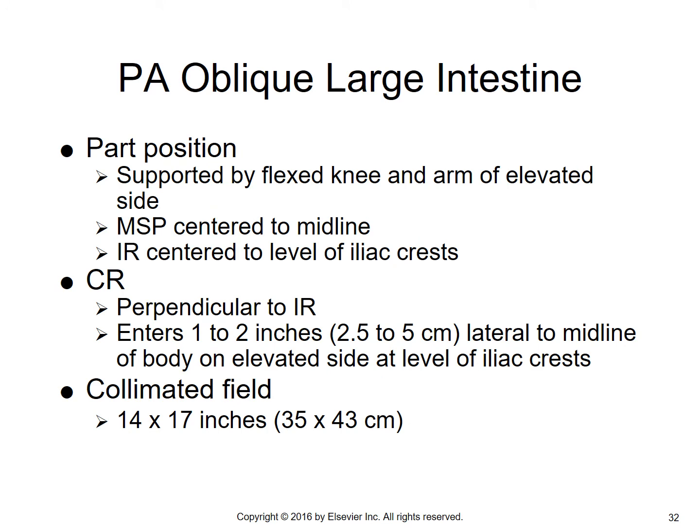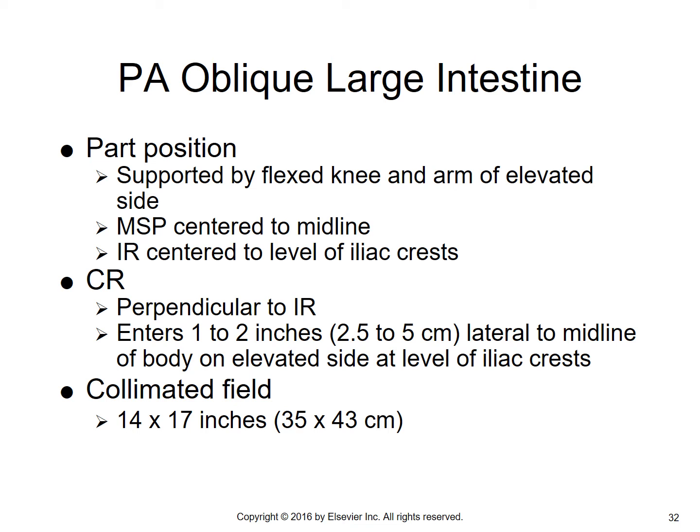For the PA obliques, position is supported by the flexed knee and arm of the elevated side. MSP is centered to the midline of your table or grid. IR once again to the level of the iliac crest. The central ray is going to be perpendicular, and you're going to enter 1 to 2 inches lateral to the midline of the body on the elevated side at the level of the iliac crest.